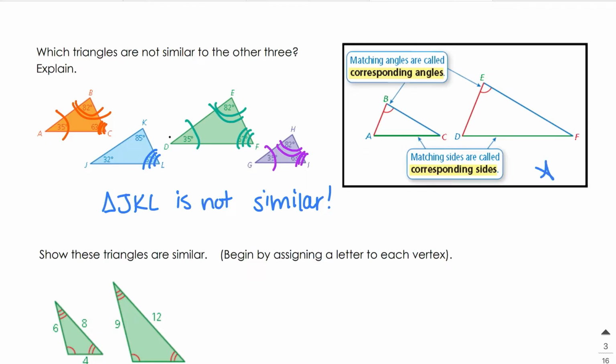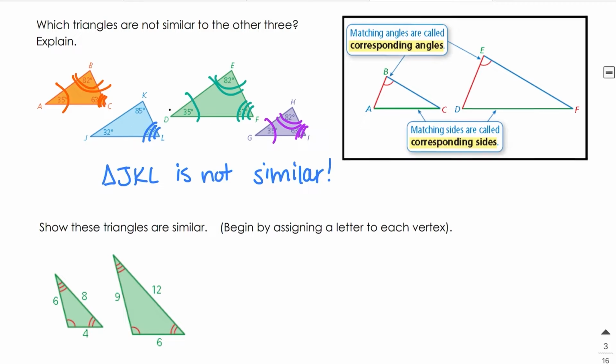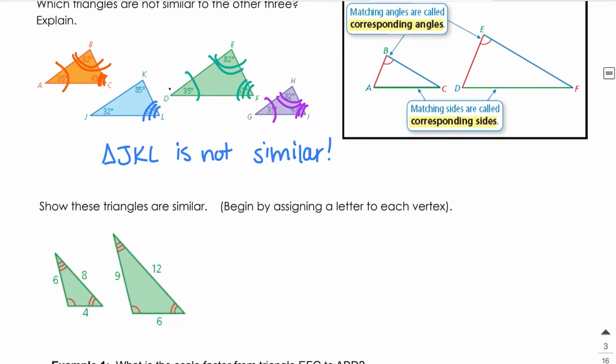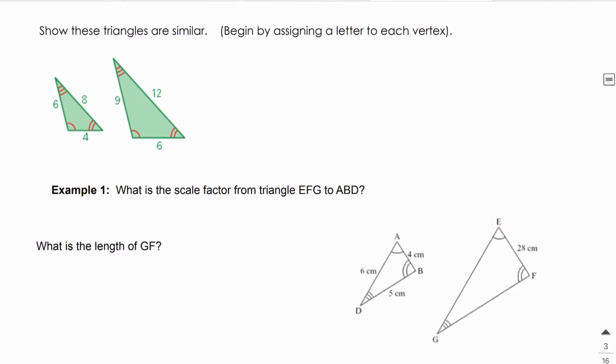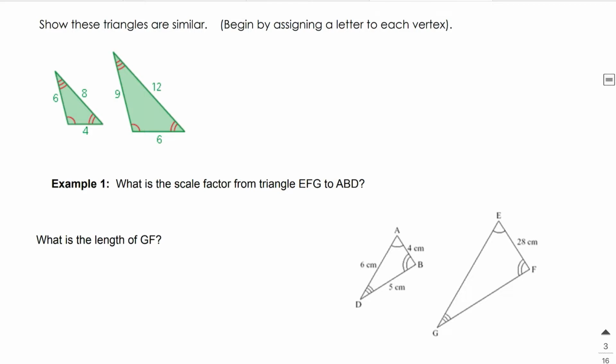Okay, and this right here is just a little note that you can look at on your own. It just talks about corresponding sides and corresponding angles. All right, so the next question says, show that these triangles are similar. It says start by assigning a letter to each vertex. So for this first triangle, I'll call this triangle ABC. For this next triangle, I'll call this triangle XYZ.